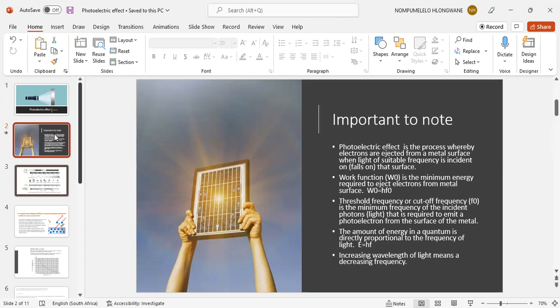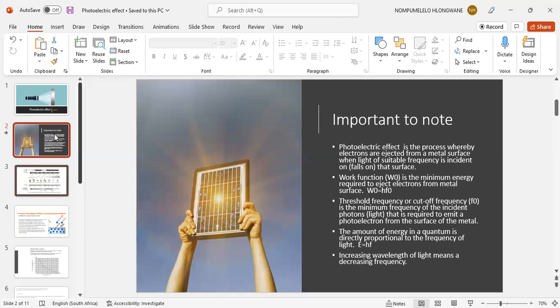It is represented by the equation W naught, or W0, is equal to h f naught, where h is Planck's constant and f naught is the frequency. That f naught is the cutoff frequency or threshold frequency. You have to define the threshold frequency as the minimum frequency of incident light that is required to emit photoelectrons from the surface of a metal.